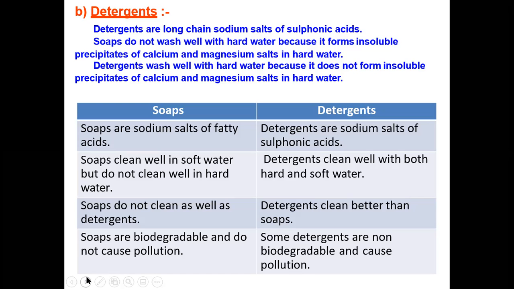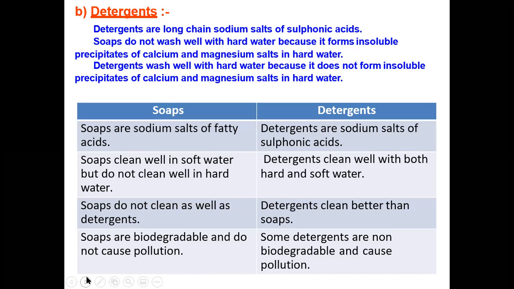Now we will discuss the difference between soap and detergents. Soaps are sodium salts of fatty acid, but detergents are sodium salts of sulfonic acid. Soap cleans well in soft water but does not react properly with hard water. But detergents clean well with both hard and soft water.